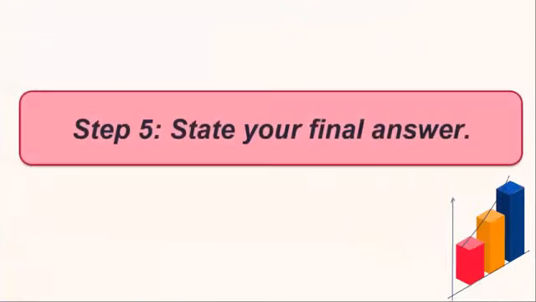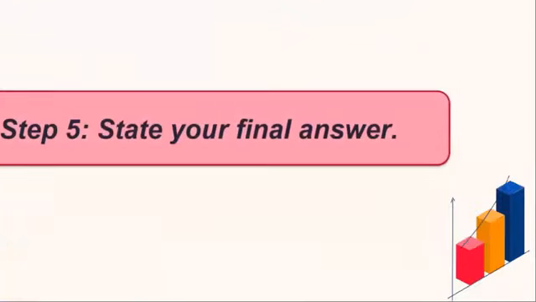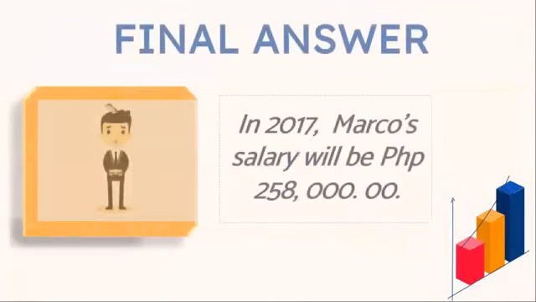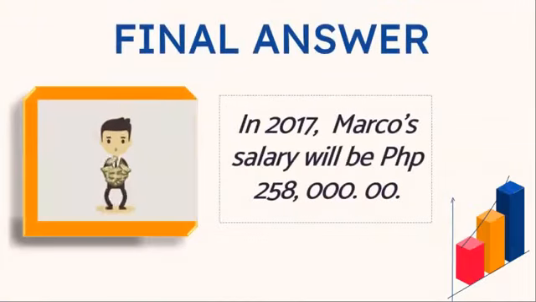For our last step, we are going to state our final answer. Do not forget to state your final answer. In 2017, Marco's annual salary will be 258,000. Okay? So that is one example for arithmetic sequence.